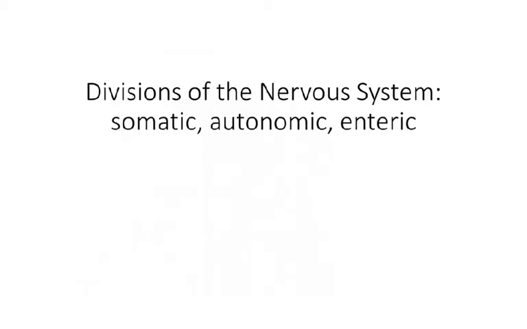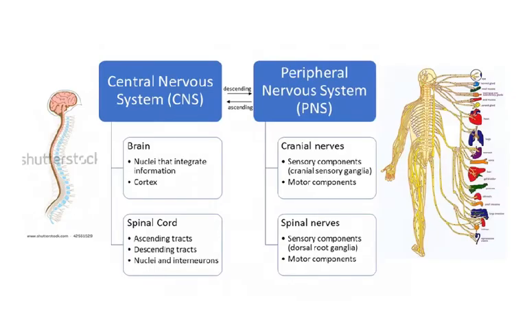Here we're going to start to talk about the divisions of the nervous system. For the divisions of the nervous system, you're already familiar with the difference between what's called the central nervous system, being the brain and the spinal cord, and then the peripheral nervous system, being all of the nerves that come out from the brain, being the cranial nerves, and all of the nerves that come out from the spinal cord, being the spinal nerves.